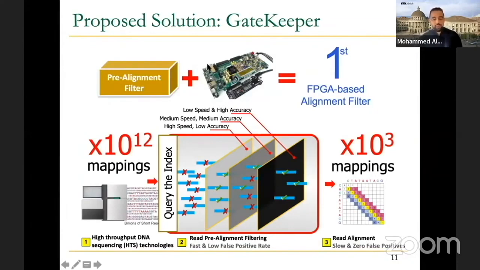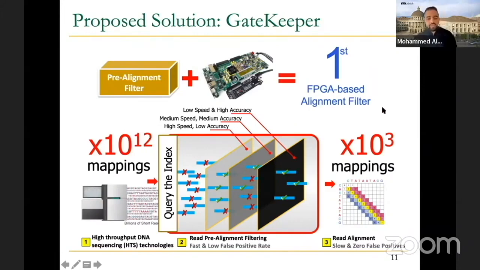GateKeeper, at the time when we proposed it, was the very first pre-alignment filter to be implemented on FPGA or accelerated using hardware. What we do is, we have the sequencing over there, providing all these genomic sequences, very short or long, but still not as long as a chromosome, for example. And we have the index, the hash table, that tells us each location or each piece of this read might have similarity with the reference genome at this location: 1, 10, 100, 1,000, for example.